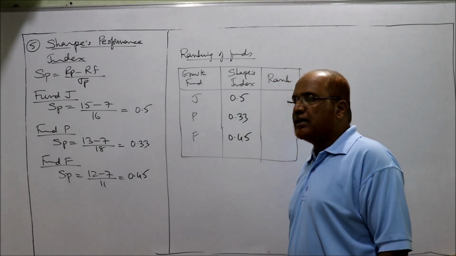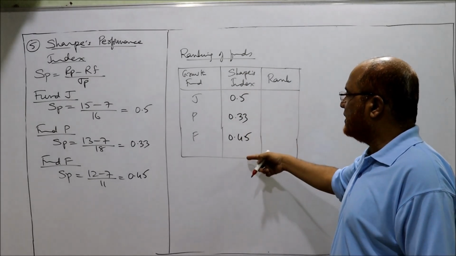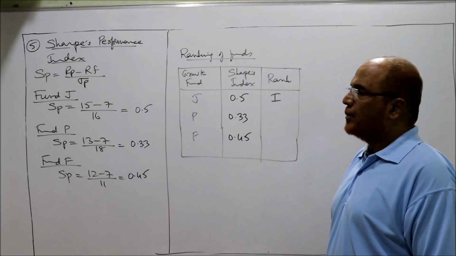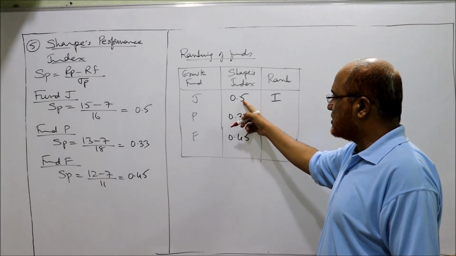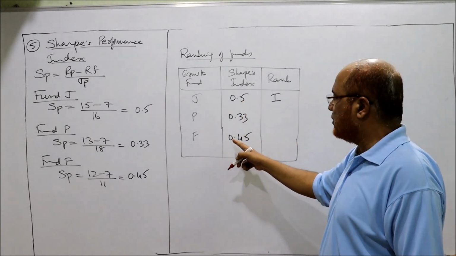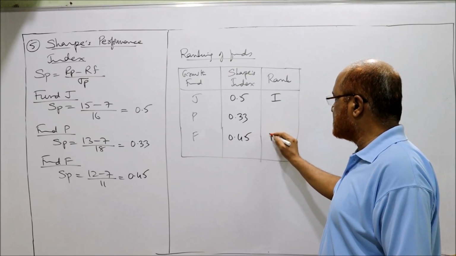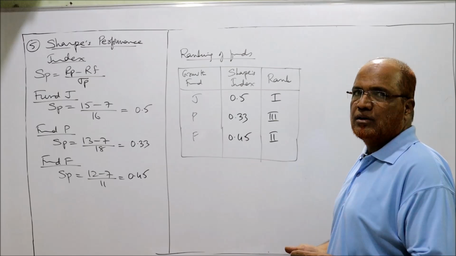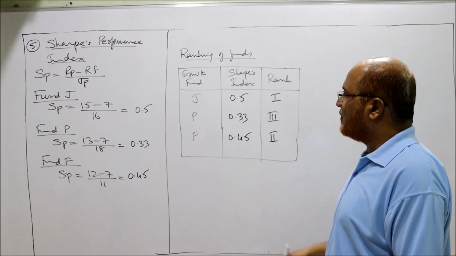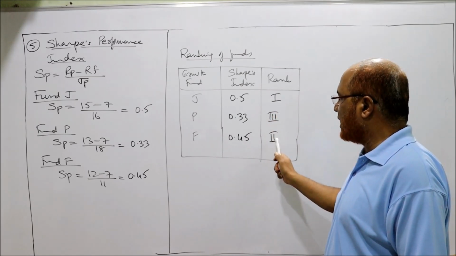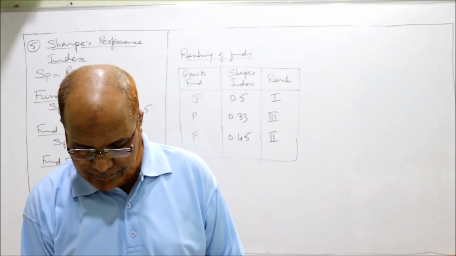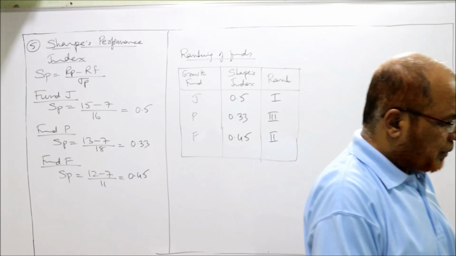Now see, what is the highest value among these three? The highest value is 0.5. This will be given first rank. Below this 0.5, what is the next lowest value? 0.45, second one. Last one, 0.33. That's it. So 1, 3, 2. First rank J, second rank F, third rank P. This is the ranking. Fifth problem completed.